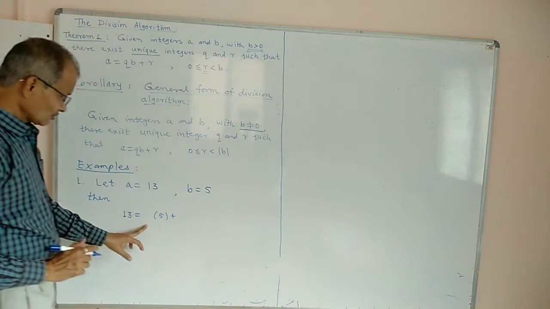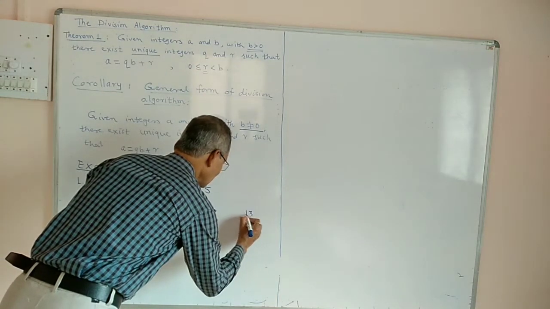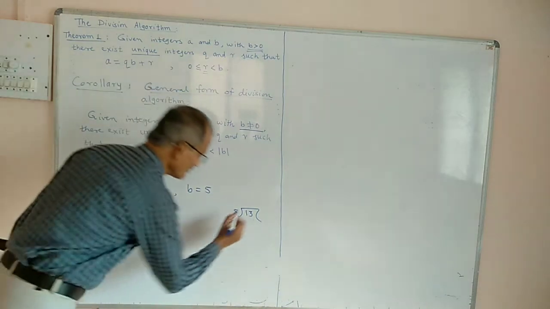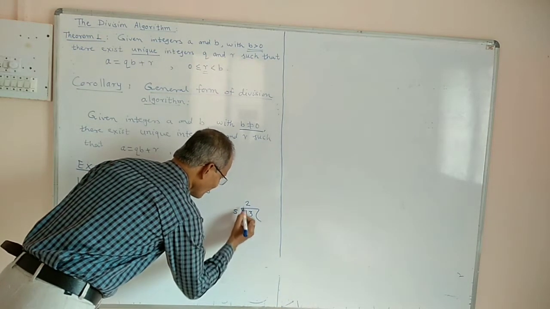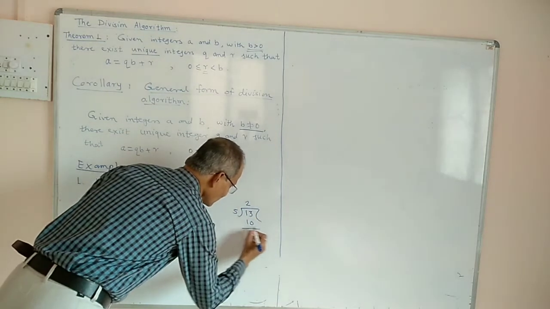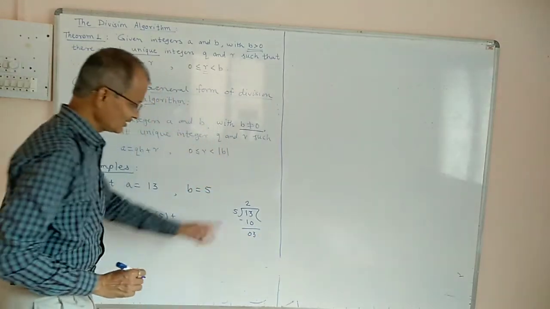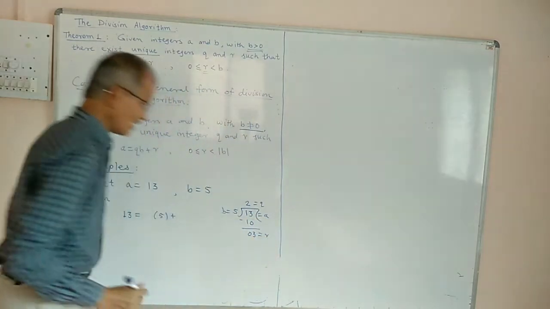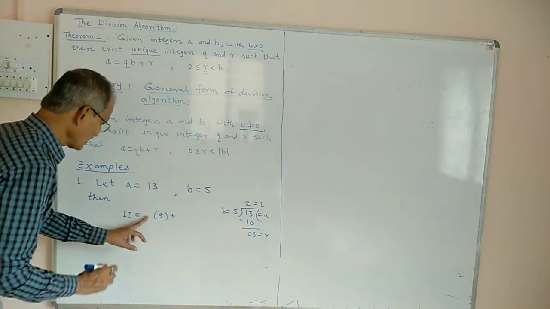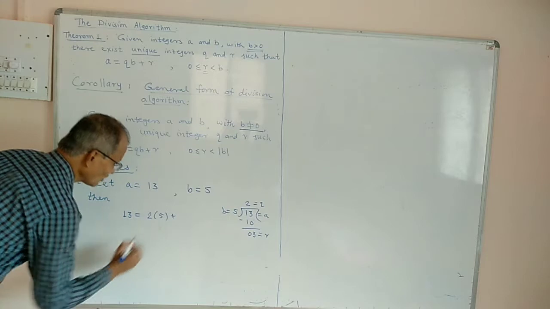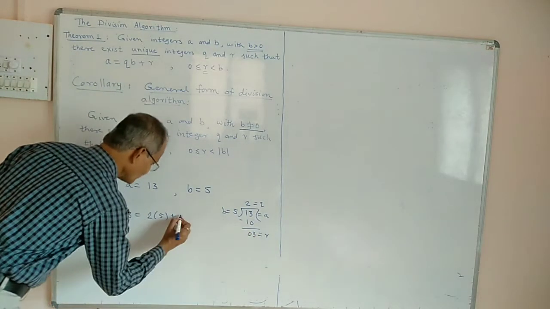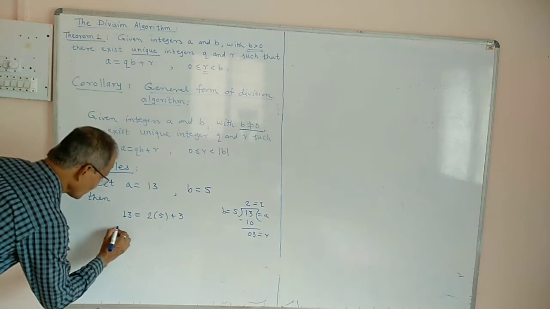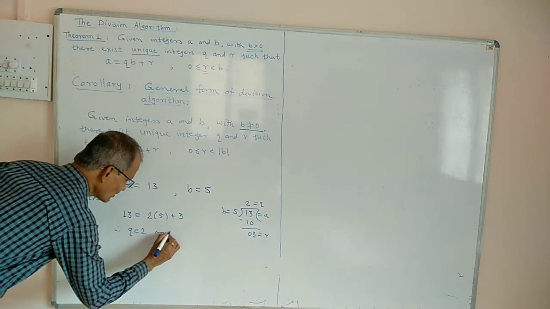What are q and r? This process is simple, that is 13 is divided by 5. The quotient is, we know, 2. Here the product of 5 and 2 is 10. The subtraction gives 3. So this is q, this is a, this is b, this is r. Thus q is 2, so we write q here, 2, and r last, that is 3. So 13 is equal to 2 into 5 plus 3. Therefore q is equal to 2 and r is equal to 3.